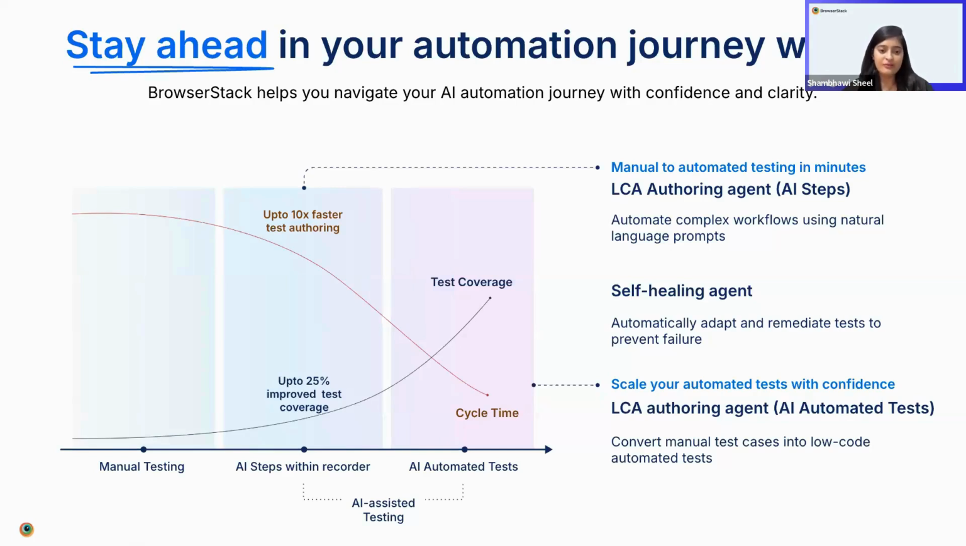Further, with AI-driven self-healing, the tests automatically adapt to any UI changes. So no more brittle locators or constant rework and maintenance. It really reduces on that. And finally, our AI agent can also convert manual test cases into low-code automated tests that will massively accelerate your test creation for teams that are stuck in manual testing. And this is the AI automated test functionality of the low-code authoring agent.